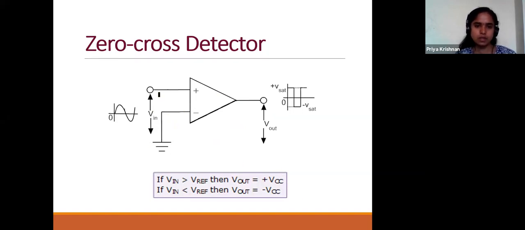So when my input is greater than V reference, what is the V reference here? It is 0. So when V in is greater than 0, it goes to positive V saturation. When V in is less than V reference, it goes to negative V saturation. So it exactly looks like a square wave because it all has 0 as the reference.